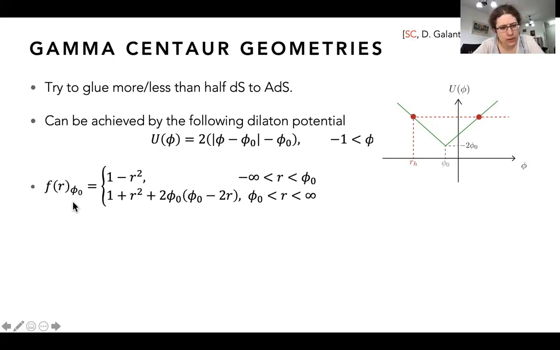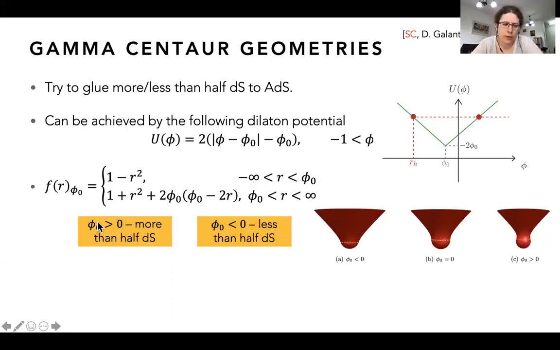So as you can see, in this case, the blackening factor is de Sitter for all values of the radial coordinate below a specific value, not 0 in this case, but phi naught, and AdS above this value. And so when phi naught is bigger than 0, we have more than half dS. These are the Euclidean drawings, but when phi naught is 0, it's exactly half of dS.